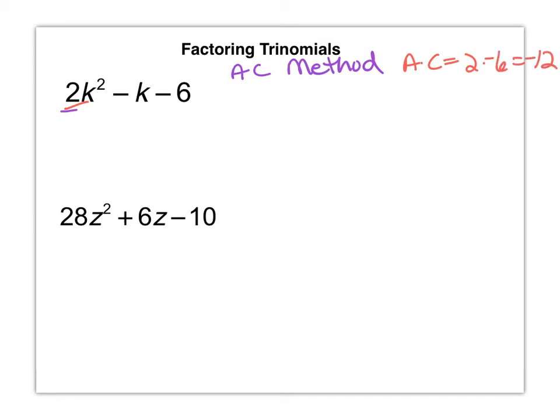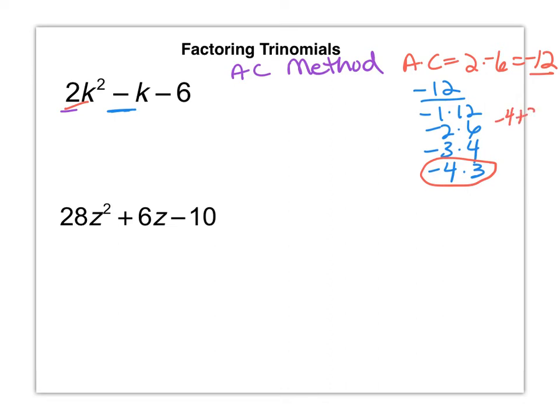Now we list the pairs of factors of negative 12, which is negative 1 times 12, negative 2 times 6, negative 3 times 4, and so on, negative 4 times 3. And you want to find the pair of factors of negative 12 that will add up to the middle term of negative 1. I see, without going further in the list, that this pair of factors, negative 4 times 3, gives you negative 12. That gives you AC. And when you add negative 4 plus 3, you get negative 1. And that's the middle term.